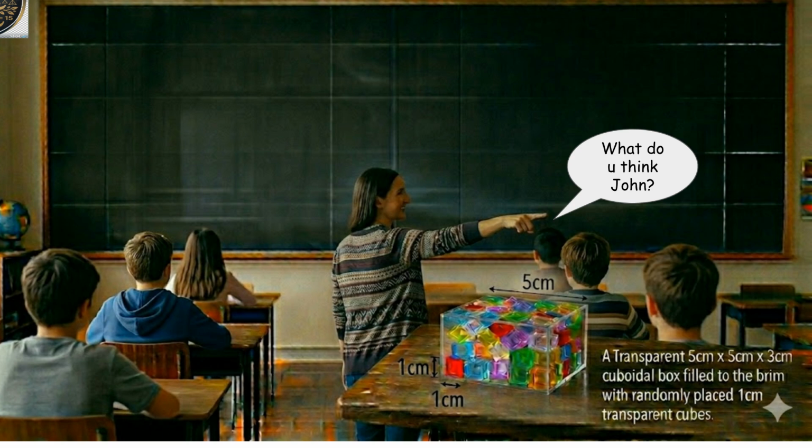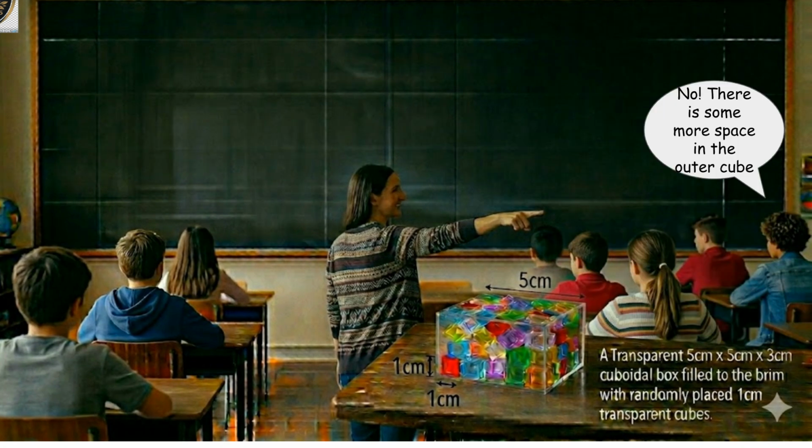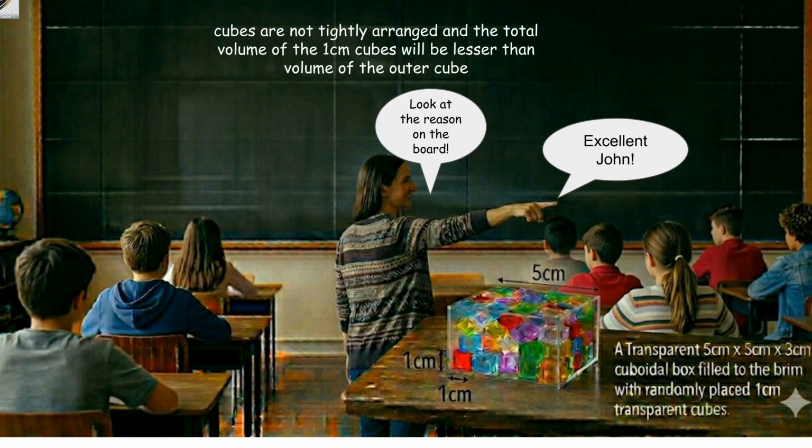The volume of the big cuboid is 5 times 5 times 3, which is 75 cubic centimeters. No, there is some more space in the outer cube, which is the internal volume or capacity. In this case, they are the same. Excellent, John. However, note the reason on the board. The cubes are not tightly arranged, and the total volume of the 1 centimeter cubes will be less than the volume of the outer cube.